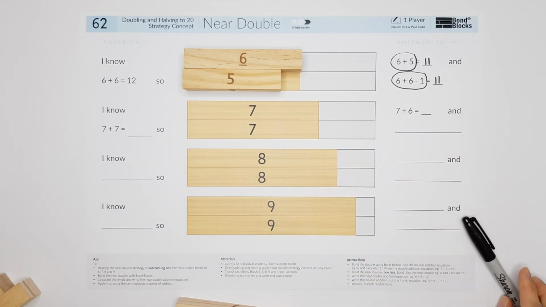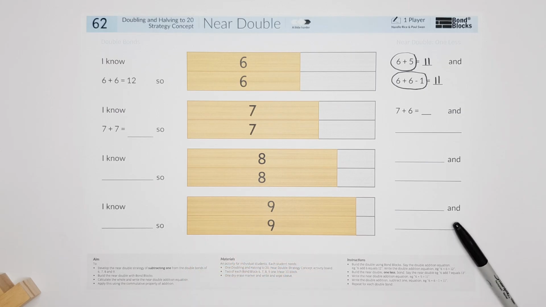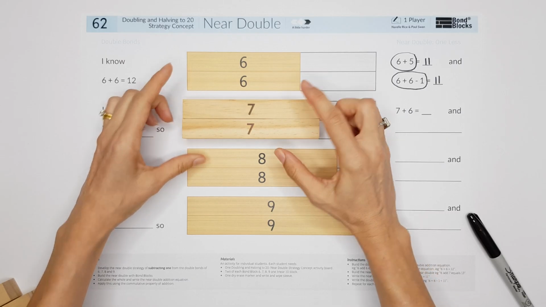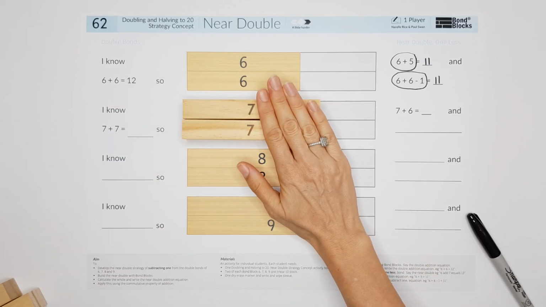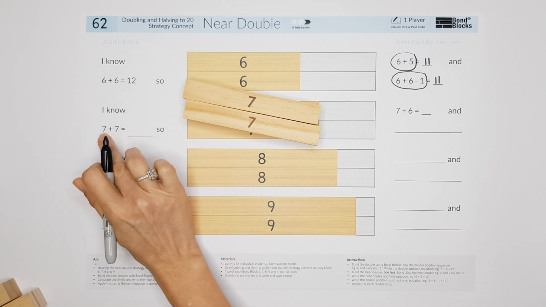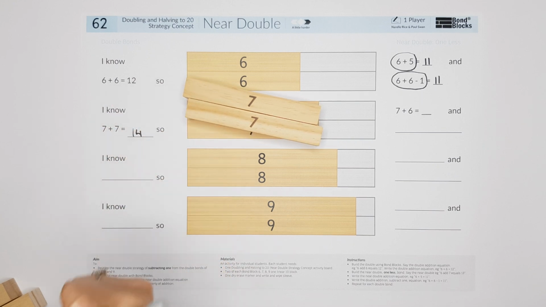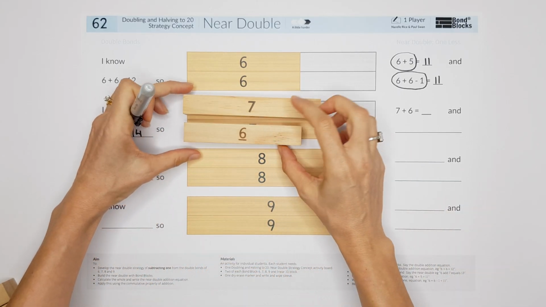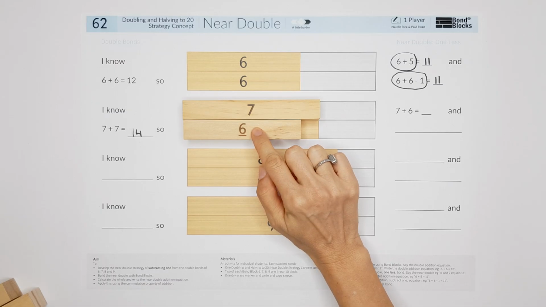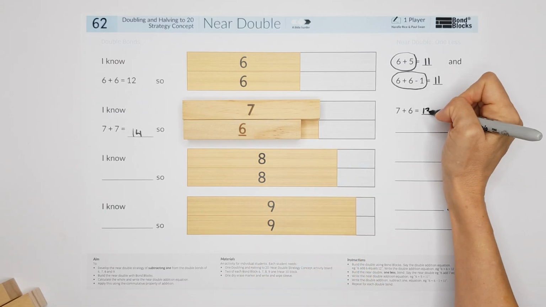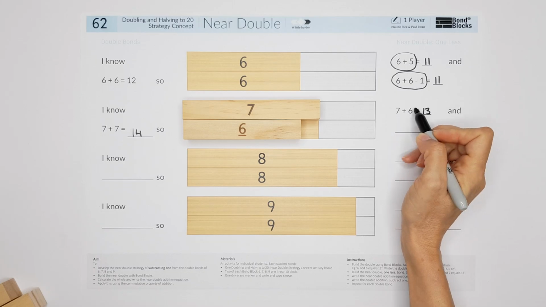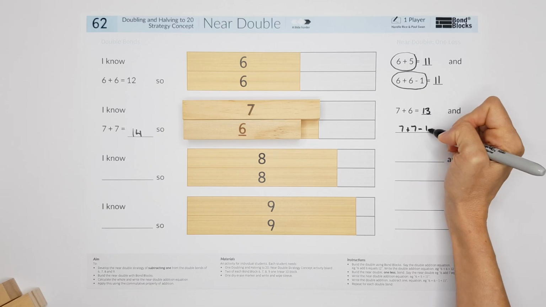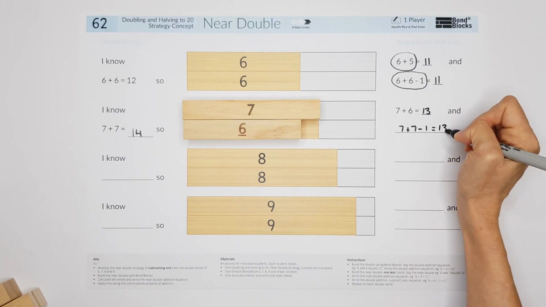Let's repeat this for double 7. I know 7 add 7 equals 14. So one less than this, 7 add 6 would equal 13. And an equivalent expression, I could also write that I knew 7 add 7, but then I subtracted 1, and this is equal to 13.